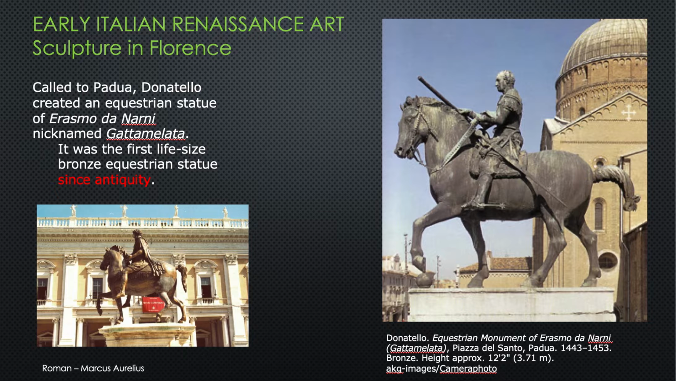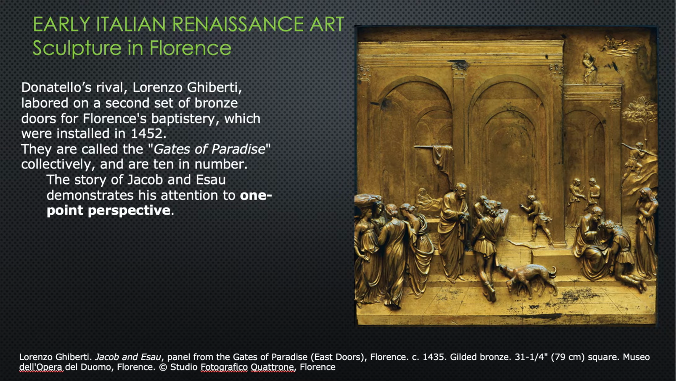So Donatello did other work. He was called to Padua and created an equestrian statue of Erasmo de Narni. It was nicknamed Gattamelata. It was the first life-size bronze equestrian statue since antiquity. I showed you this one in ancient Rome, Marcus Aurelius, and this is Donatello's. You can see how very, very similar they are. I don't think this is a particularly good sculpture. It's not very dynamic. It's not exciting. The horse, in fact, looks just very chunky, kind of like the horse of Marcus Aurelius. So Donatello did a lot of sculptures.